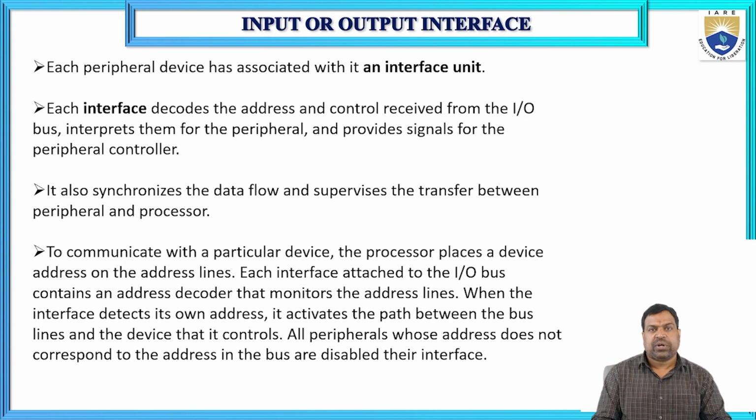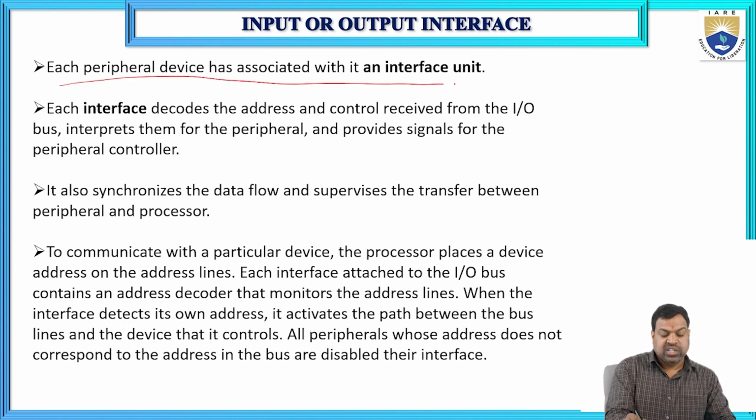To communicate with a particular device, the processor places a device address on the address lines. Each interface attached to the input-output bus contains an address decoder that monitors the address lines. When the interface detects its own address, it activates the path between the bus lines and the device that it controls. All peripherals whose address does not correspond to the address on the bus are disabled by the interface.